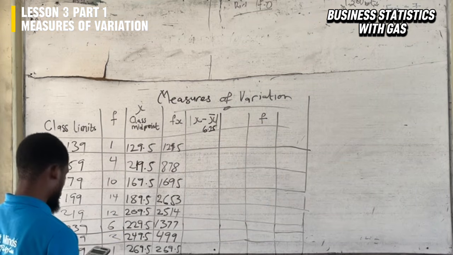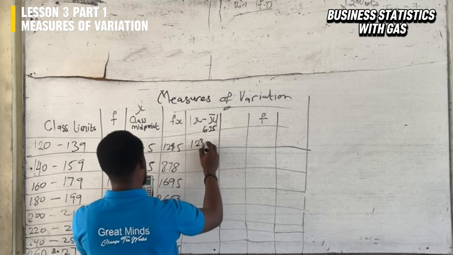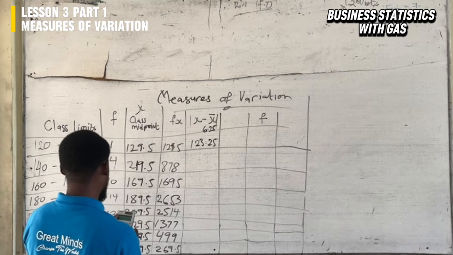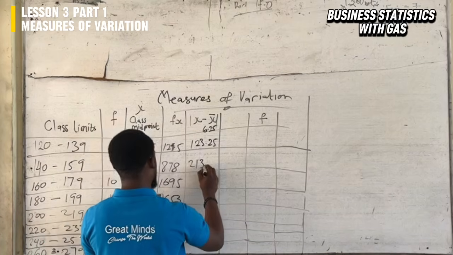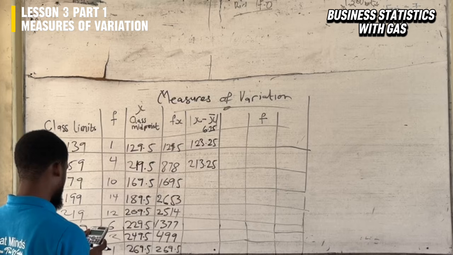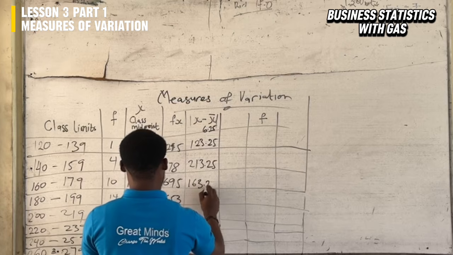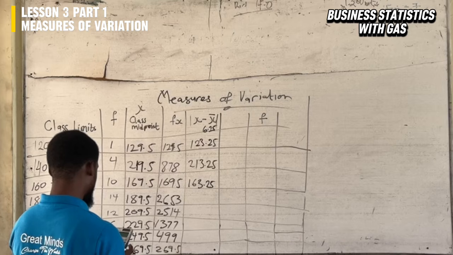So 129.5 minus 6.25. 219.5 minus 6.25. 169.5 minus 6.25. 189.5 minus 6.25.